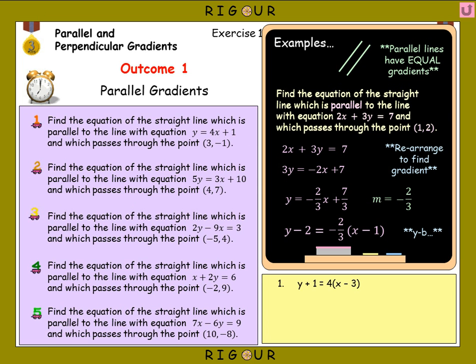So we should have got y + 1 = 4(x - 3), y - 7 = 3/5 (x - 4), y - 4 = 9/2 (x + 5), y - 9 = -1/2 (x + 2), and y + 8 = 7/6 (x - 10).